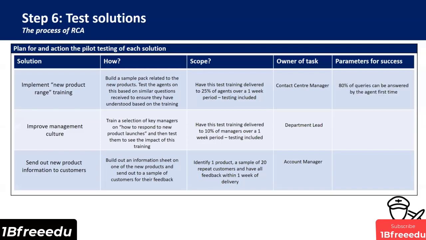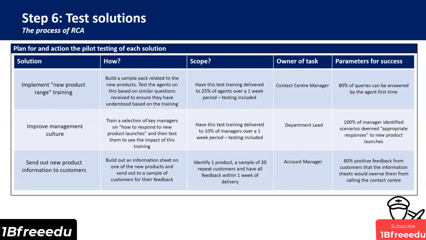The parameters for success, well, 80% of queries can be answered by the agent first time. So when it comes to testing those agents that you put in your scope, 80% of the queries that you give them, or more than 80% of those queries, need to be answered correctly first time. If that's the case, we can say that they're completed. The testing is done, it's successful piloting. If that is unable to be achieved, we can say that that has not passed the pilot testing.